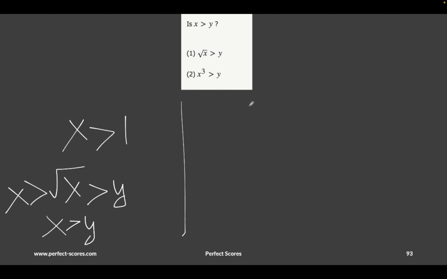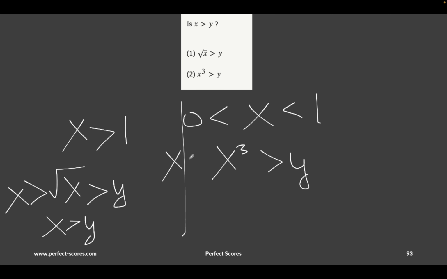If x is actually between 0 and 1, then the cube of a number is actually greater than that number, and x lies here. So that means this is greater. So that means x is greater than y. I think that solves it pretty well, right? So in both the cases, I'm getting x greater than y. Hence, combining both the statements, I will get my answer.